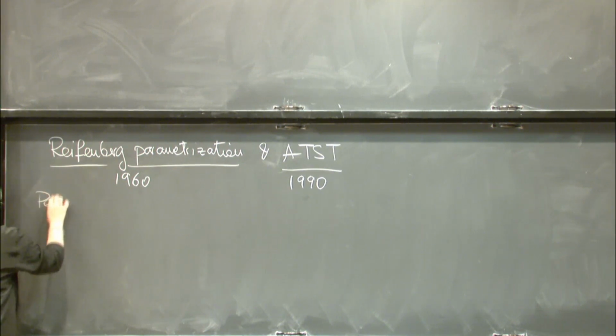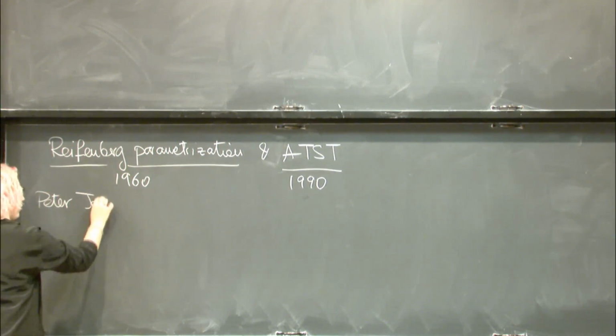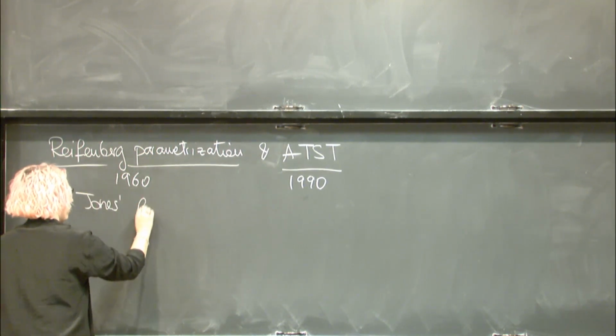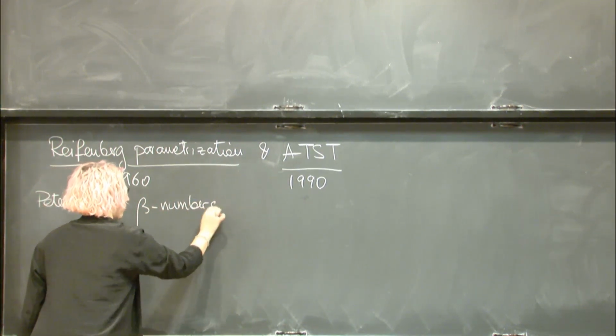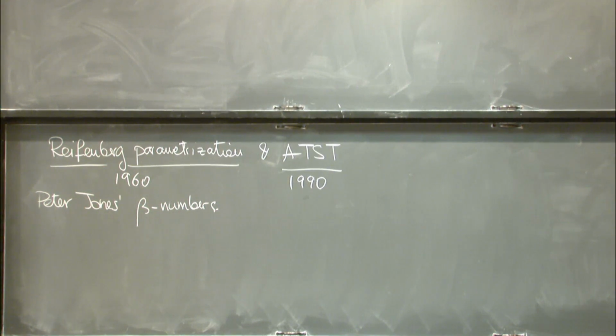So I want to define beta numbers. So Peter Jones, not Betti. There is no cohomology, just beta numbers. All right.